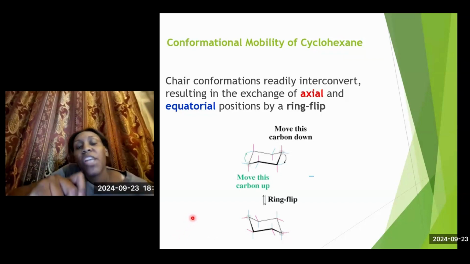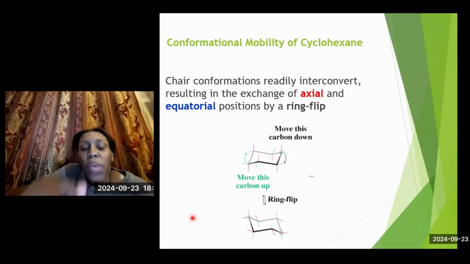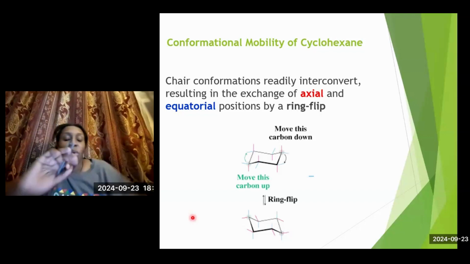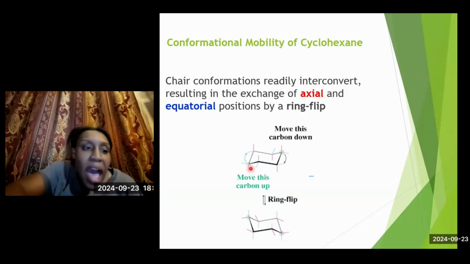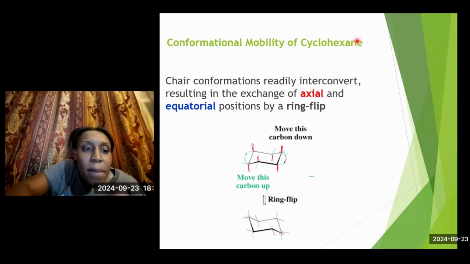All right, so chair conformations can change. So you can have what we call a ring flip. So a ring flip is when the ring literally is flipping itself. And when it flips itself, the ones that used to be axial, you see how the red in this case are axial? Okay, and the blue are equatorial.